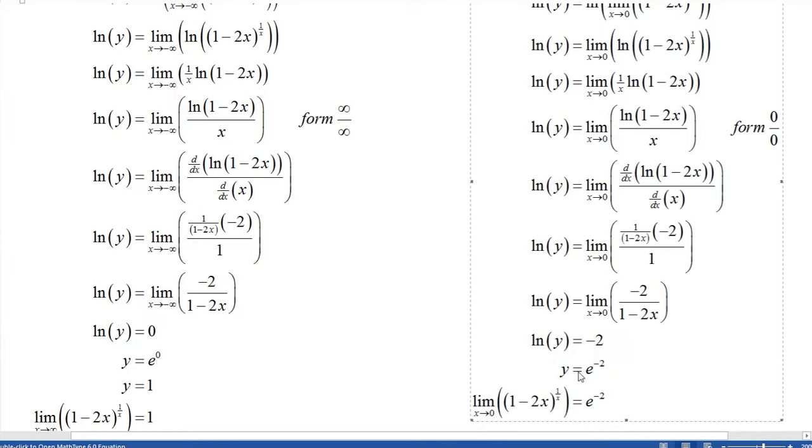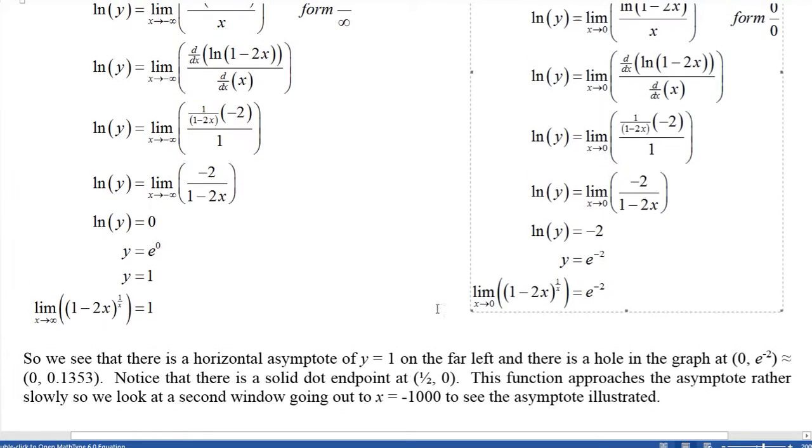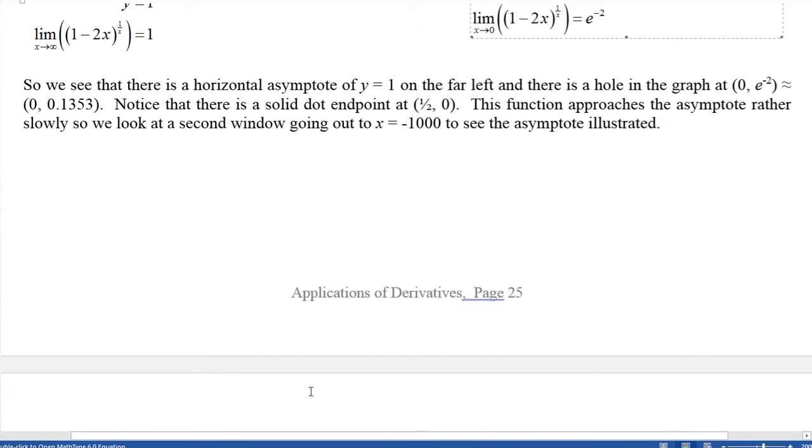But that's log of y, so y is actually e to the -2. So this limit, as x goes to 0, is e to the -2 power. So this says we have a hole in the graph at 0, comma e to the -2 power. E to the -2 is about 0.1353, so that tells you about where that hole is going to be.